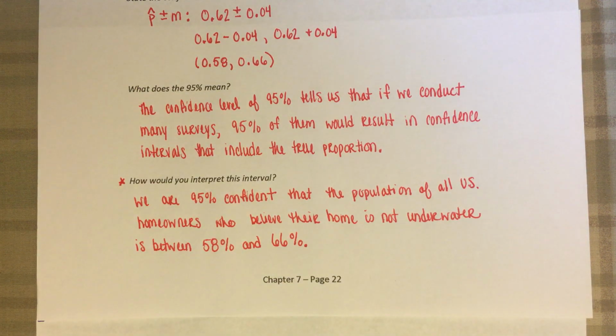And so again, for all of these problems, we're going to be looking for our answer to be in a sentence. We start with: we are 95% confident, mentioning our confidence level, then mention the population in question and what we're looking for. So our population of all U.S. homeowners who believe their home is not underwater, and then we finish it off by mentioning our confidence interval, is between 58% and 66%.